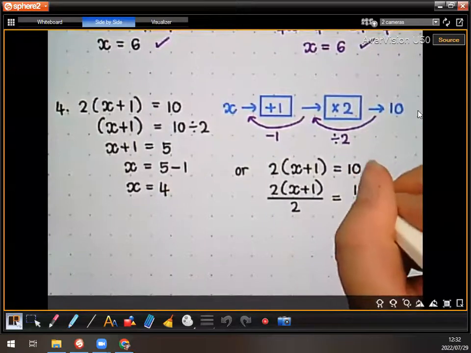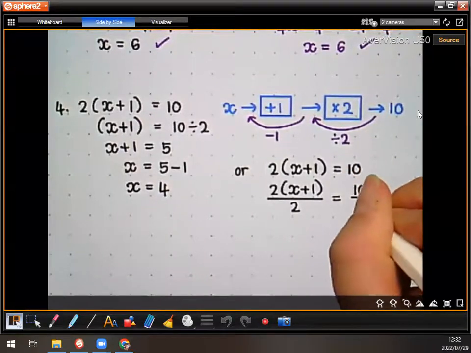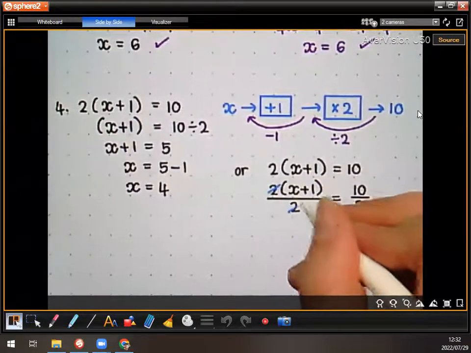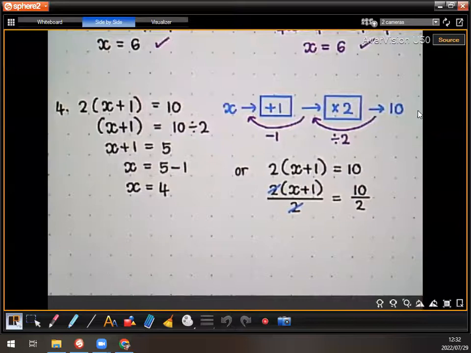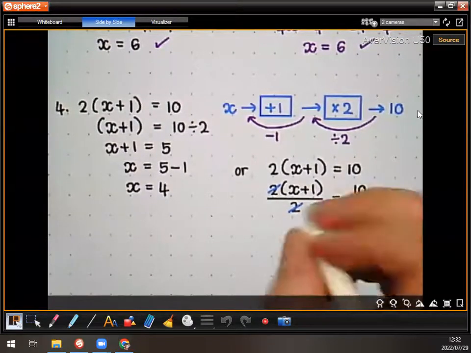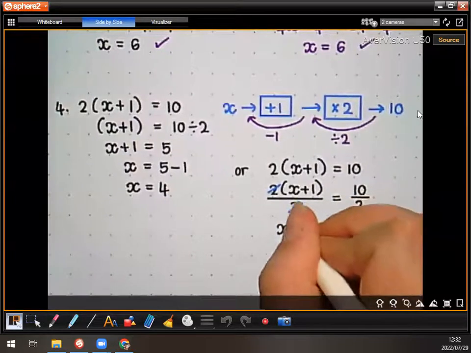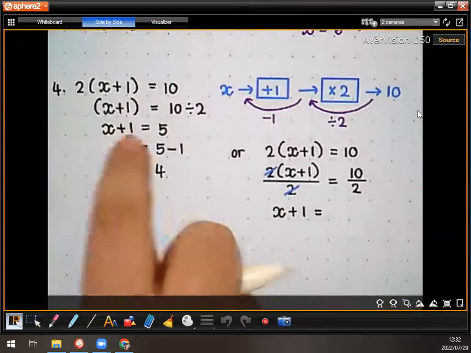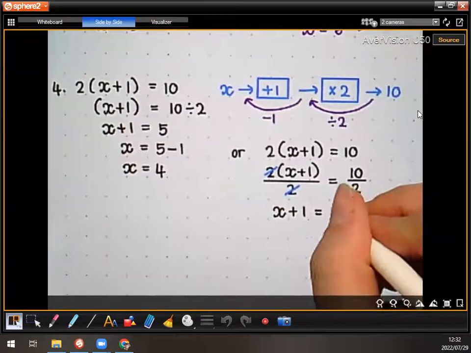You can write it using a fraction on the other side, or you can write 10 divided by 2 if you want. It's fine, it means the same thing. But guys, do we remember what happens to 2? They cancel out, hey? Because we forgot that all canceling out if you have a fraction. We haven't done it in a while, it's fine. So here I'm left with x plus 1 equal to, just like we had over here, 10 divided by 2 is 5.